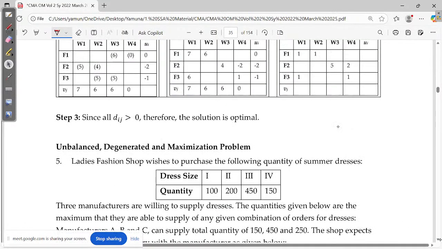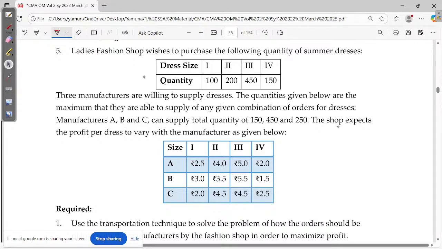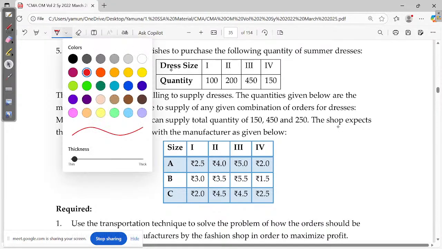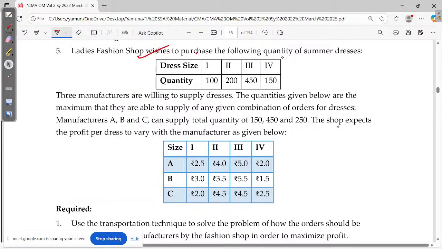So go for problem number 5. Here is a question which says that a ladies' fashion shop wishes to purchase the following quantities of summer dresses. Dress sizes are given as 1, 2, 3, and 4, and the quantities are 100 units, 200 units, 450 units, and 150 units. So there are three sizes of dresses, A size, B size, and C size.